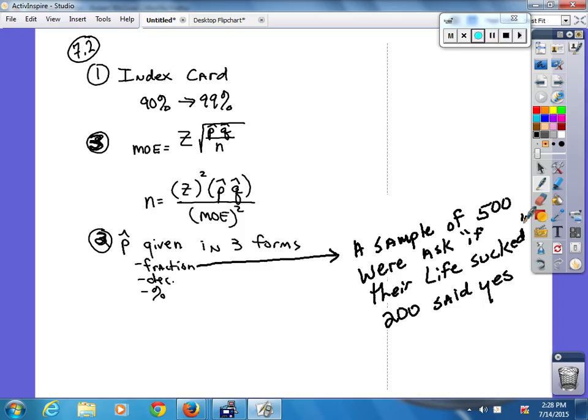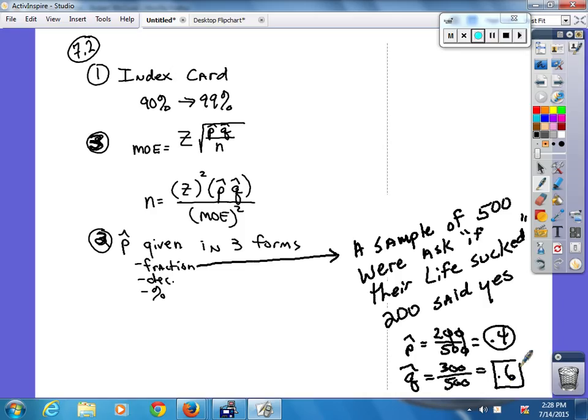Here, p hat is equal to 200 over 500, which you don't need a calculator, because that's 2 over 5, which is what? 4/10. 5 will go into 10 two times, 2 times 2 is 4. So therefore, q hat is equal to 300 over 500, or the complement of 0.4 is point what? So that is how a fraction is given.